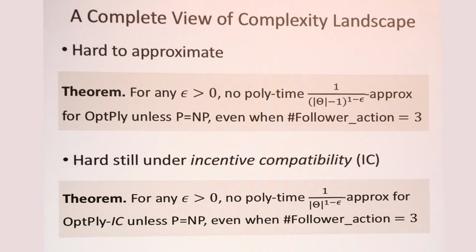We also considered an incentive compatibility variant of our model. Incentive compatibility here requires that no follower type would have any incentive to imitate a different follower type. Unfortunately, this IC variant of our problem is still hard to approximate.